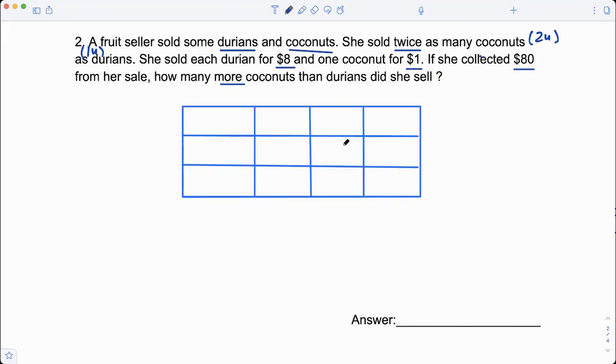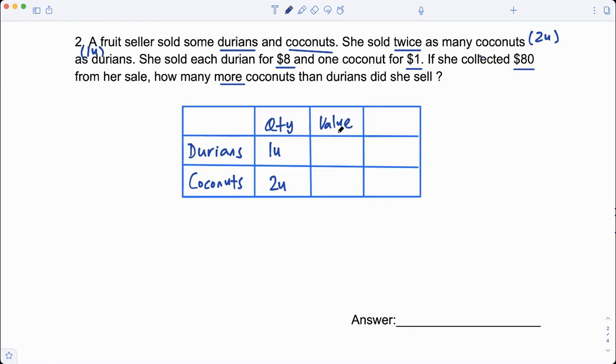Let's go ahead and put all this information in a table like this. We have durians and coconuts. For quantity, there are twice as many coconuts as durians. Coconuts 2U and durian is 1U. And this means that for every 2 coconuts sold, 1 durian is sold.